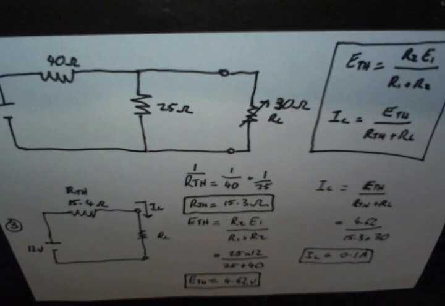IL, or the current through the load resistor, is then found by simply dividing E Thevenin by R Thevenin plus the value of the load-bearing resistor itself. Thevenin's theorem is a highly significant process for circuit analysis and allows complex networks to be simplified and analysed.